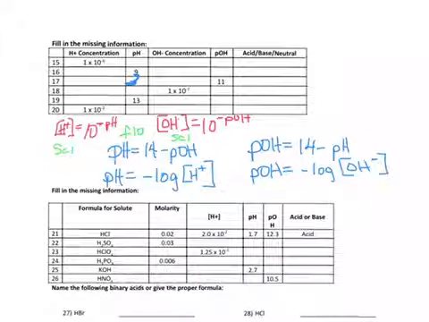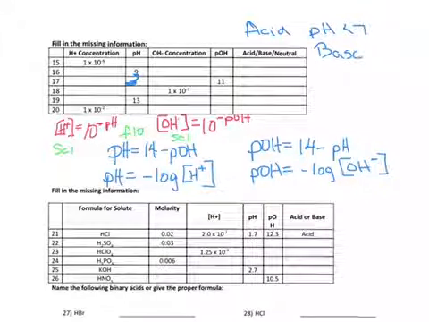All right, and then the last thing, how do I determine if I have an acid or a base? For an acid, where is the pH? Less than 7. And for a base? Greater than 7. I just made this as messy as possible. The pH is 7, not greater than 14.